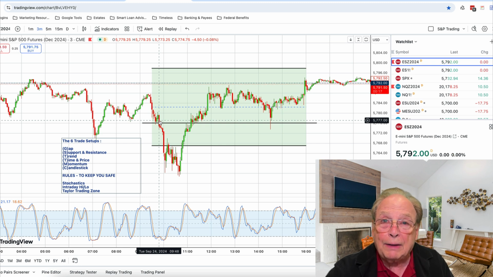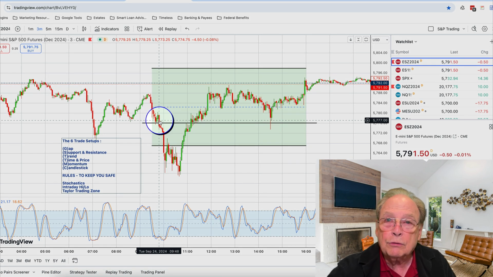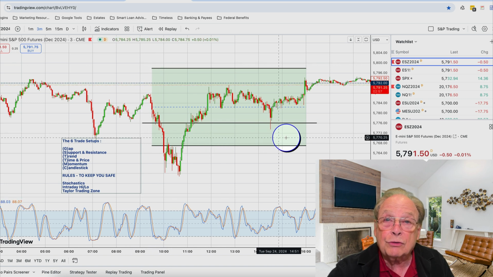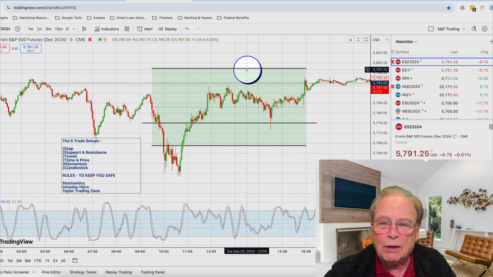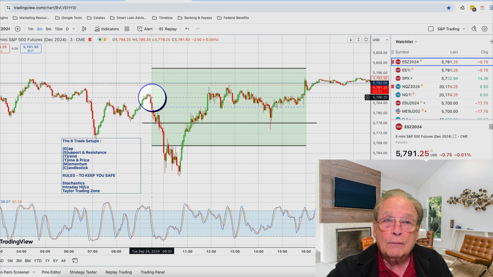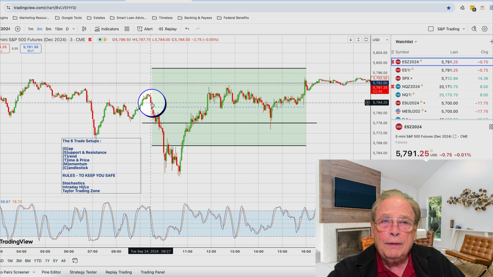Now, talking about the Taylor trading zone, the Taylor trading zone takes experience to use, a very powerful trading technique. And you can make a lot of money using the Taylor trading zone. It gives you a support and resistance, but it also gives you a range for the day. So I always draw the Taylor trading zone out on my chart, and I've said this so many times because it's so helpful.